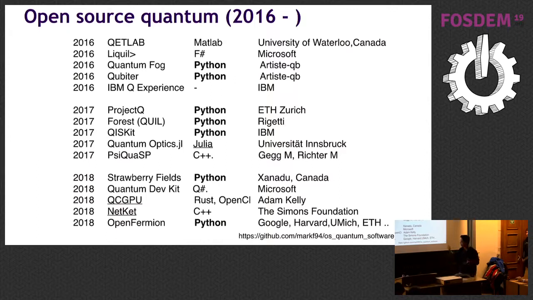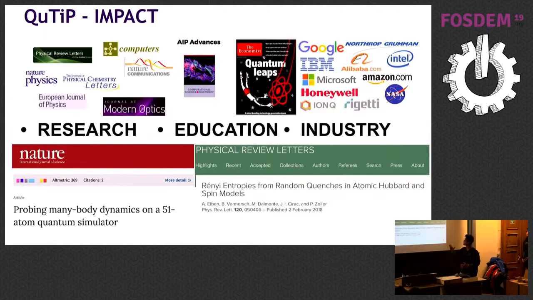And of course, QuTiP has had a lot of impact, both in research and industry, because many of the places where quantum physics research is done, QuTiP is being used to perform noise modeling. And in research papers all the time, we keep seeing the use of QuTiP, and people are writing to us like, hey, we have this problem, can you help us fix it? So it's very nice to see a project like that being used across all of these areas.